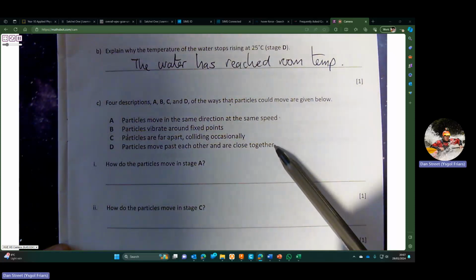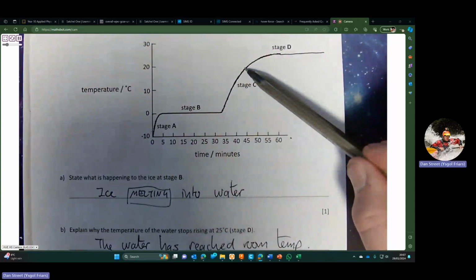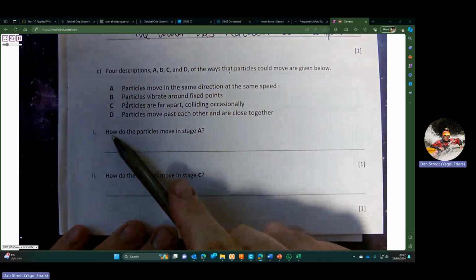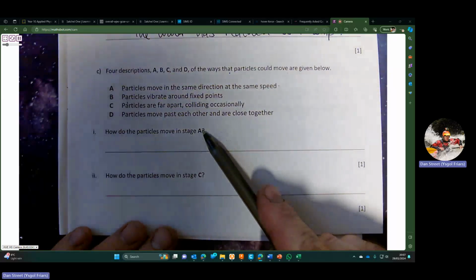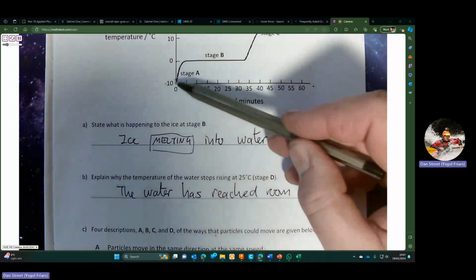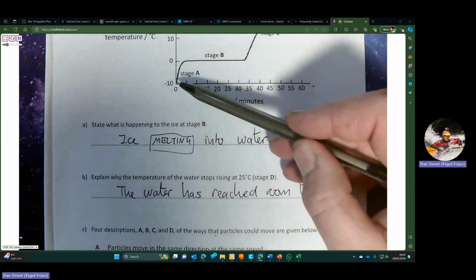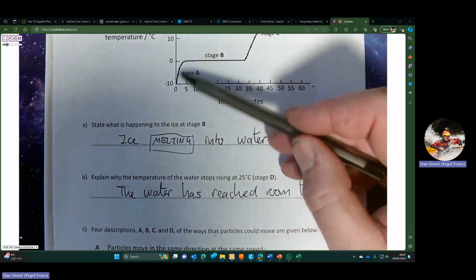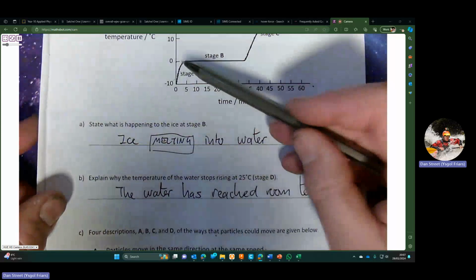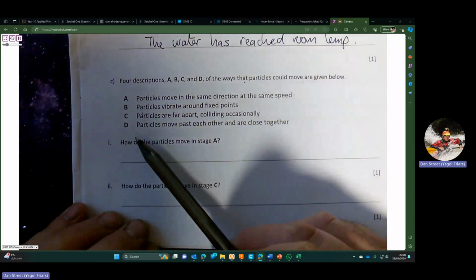Okay. Now the confusion came because we're using the same letters here as we're using in the question. Okay, but there is the word stage just to make it clear what we're talking about. So how do the particles move in stage A? Okay, so if we go back to our diagram, stage A is where the ice is still a solid. Okay, so we should recognize this from our cooling curve, or sorry, our heating curve rather, that this stage here is when ice is a solid, because we know this to be ice, and it's -10 to 0. Okay, so which of these statements best describes the particles in a solid?